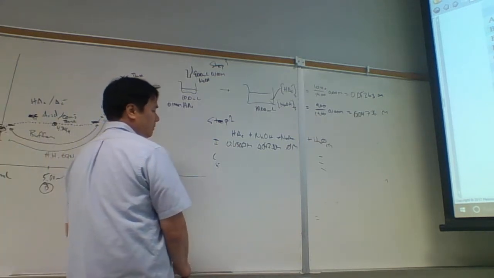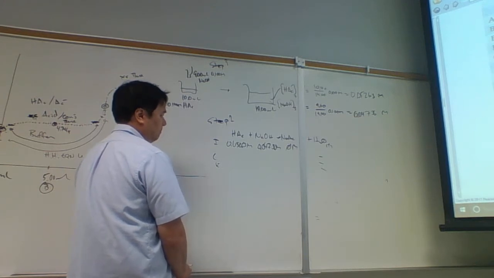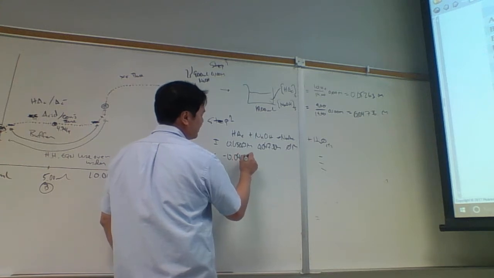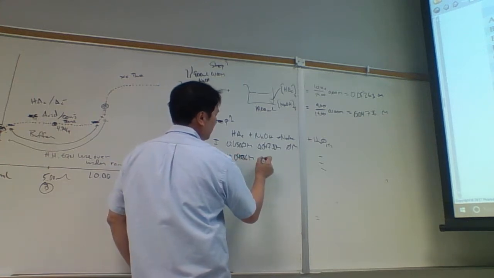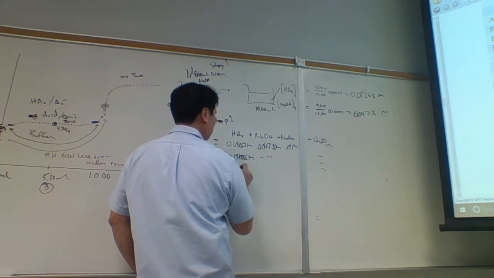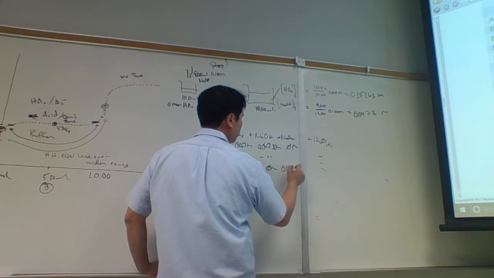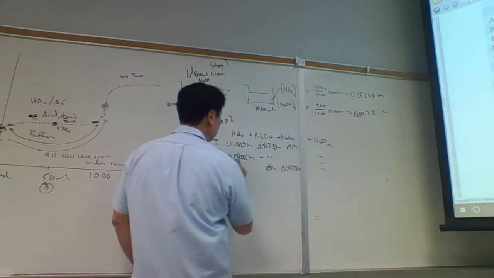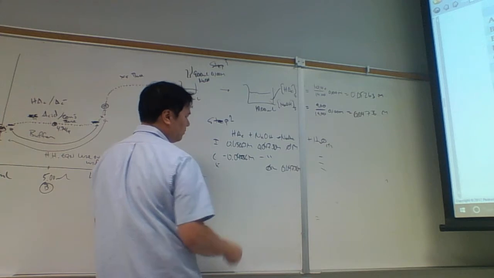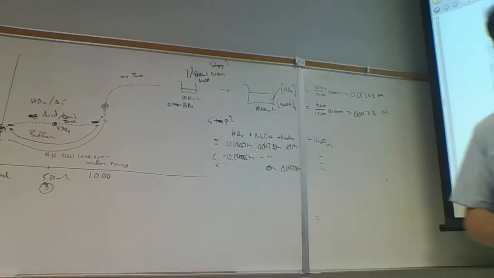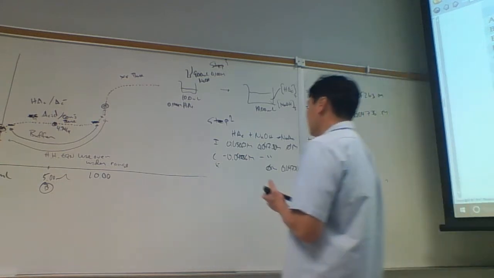What's K for this? Very, very large. And so this is going to be minus 0.04736. The limiting reagent is going to completely react. It was 0 molar sodium hydroxide. We have 0.04736 molar sodium acetate. And then this, we'll have to subtract: 5263 minus 4736, which is 527.